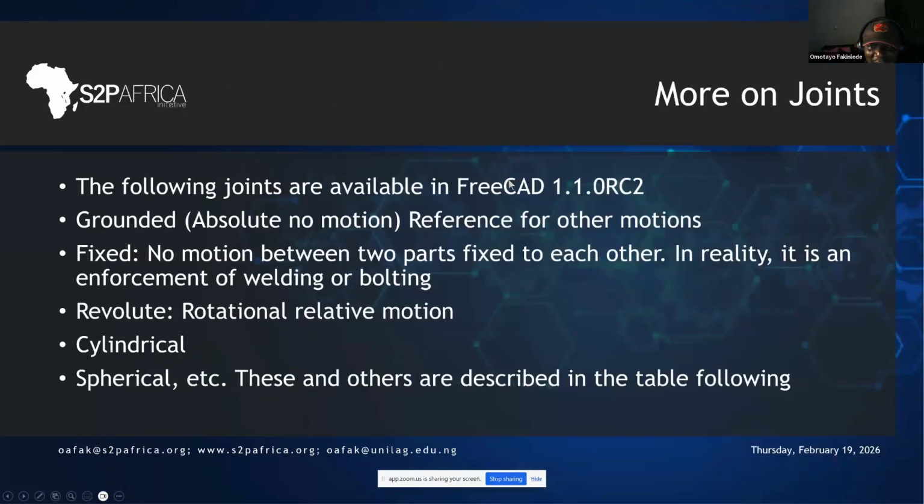The following joints are available in the FreeCAD release candidate 2 that I'm using. Grounded: when something is grounded, there's absolutely no motion, and that is the reference for all other bodies and motions. Fixed: the motion between the two parts fixed to each other will be zero, no motion. In reality, it is an enforcement of welding or bolting. Revolute: a rotational motion between the two. Cylindrical is a combination of rotational and sliding motion.